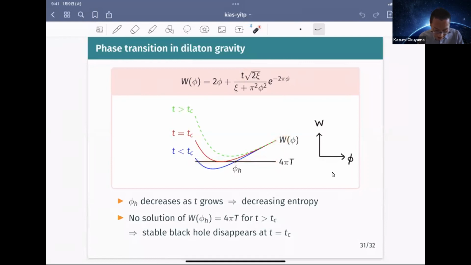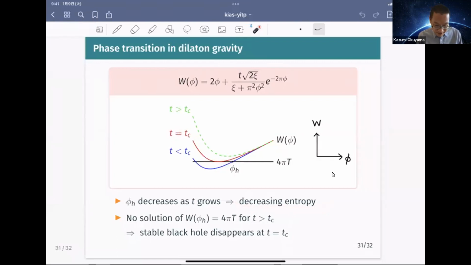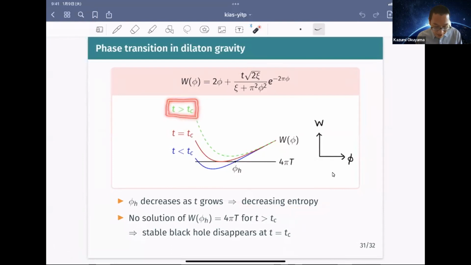changes like this. So if the coupling is less than the critical value of coupling, the horizon value of the dilaton is given by the largest root of this equation, W equal 4πt. But as we increase the value of T coupling, the horizon value of the dilaton decreases, which is consistent with the decreasing behavior of the entropy, as we observed in the matrix model description. But if we increase T beyond the critical coupling, there is no solution for the equation W equal 4πt. So this is interpreted as the disappearance of the stable black hole at T equal Tc.